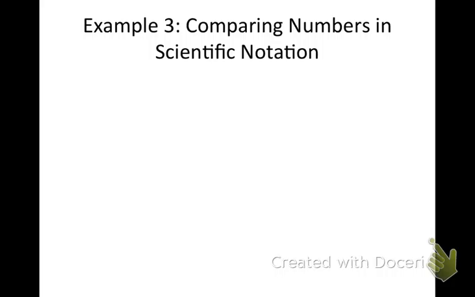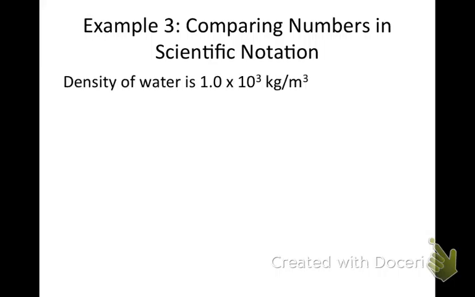Now we have example number 3. So we're going to look at comparing numbers in scientific notation to figure out which number is bigger and which number is smaller. So you're writing this down. So if I know the density of water is 1.0 times 10 to the 3rd kilograms per meter cubed, and that's not important, we just want to make sure that we always have the same units when we're comparing something.